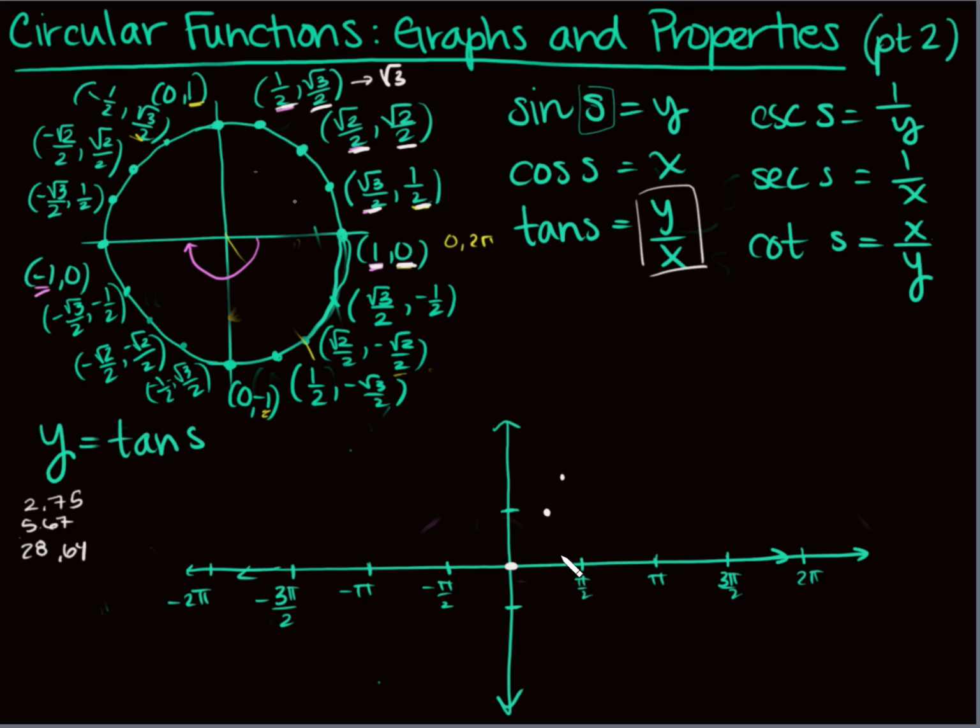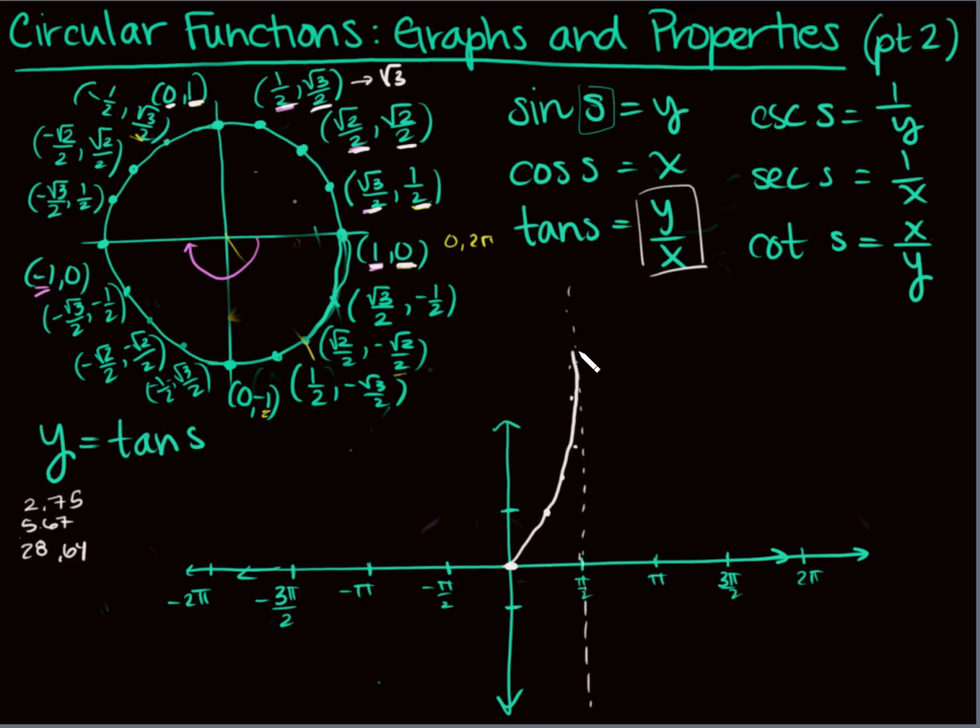So guys, here's what's going on. If I actually tried to put in pi over 2, notice what I would have. I would have 1 divided by 0, which clearly we cannot have. So what we end up having at pi over 2 is something called a vertical asymptote. We've talked about those before. And as we get closer and closer to pi over 2, these numbers are getting really, really large.